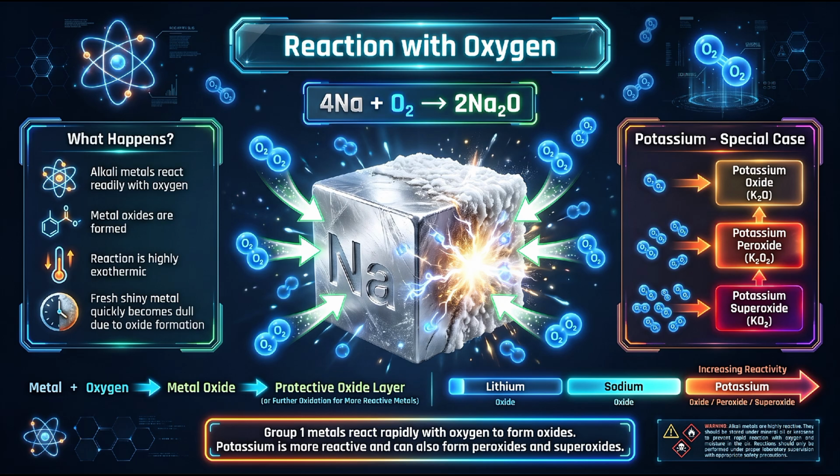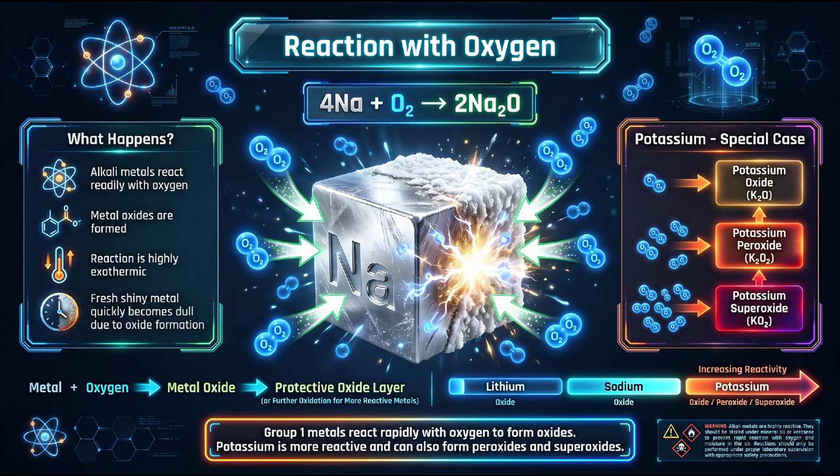The image illustrates this process by showing a shiny sodium block gradually becoming covered with a white oxide layer as oxygen molecules surround it. This demonstrates how quickly alkali metals react with oxygen under ordinary atmospheric conditions. The sequence shown in the image explains the process clearly: metal plus oxygen gives metal oxide, then a protective oxide layer. This means that oxygen reacts with the surface of the metal to produce a layer of oxide.